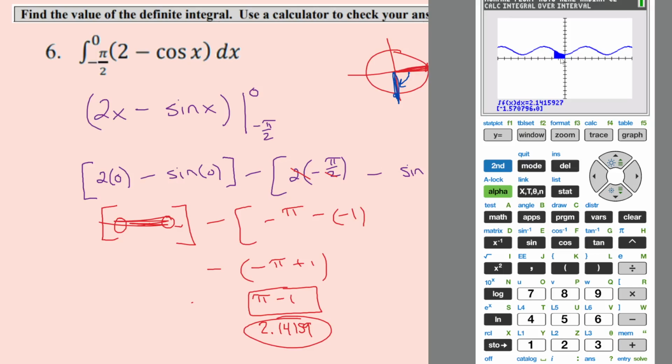So that hunk of graph right there is 2.1415927. That is in fact pi minus 1. So yet another perfectly evaluated definite integral. Let's keep going on to 7.